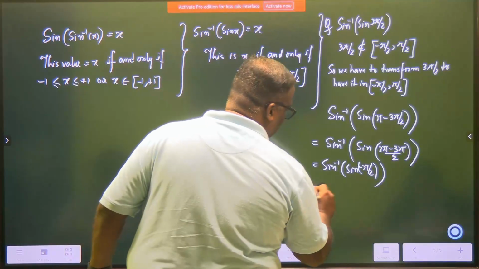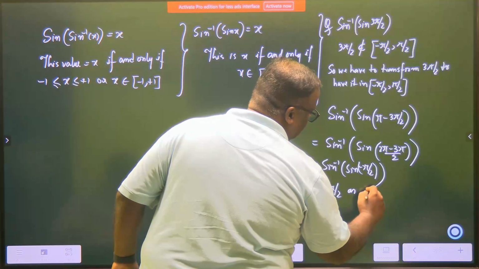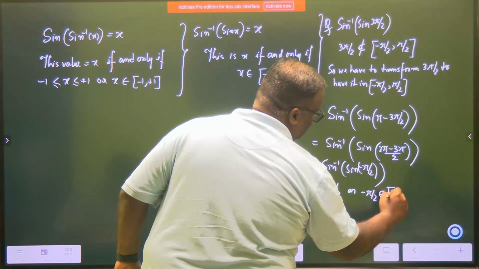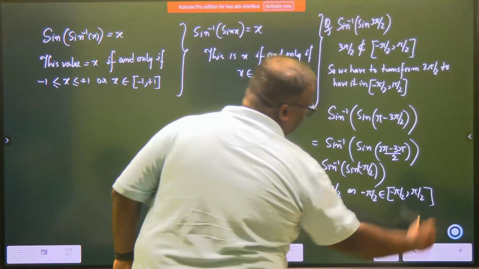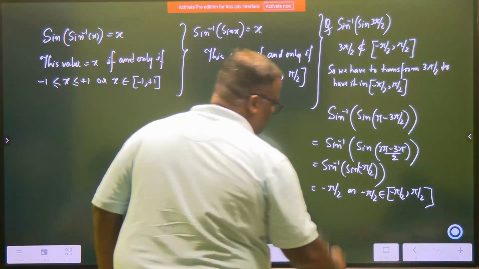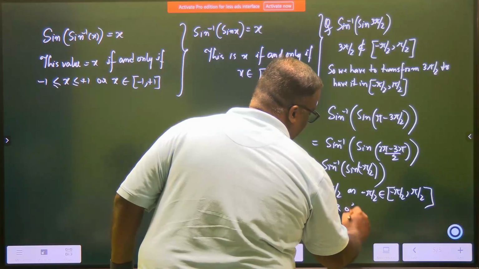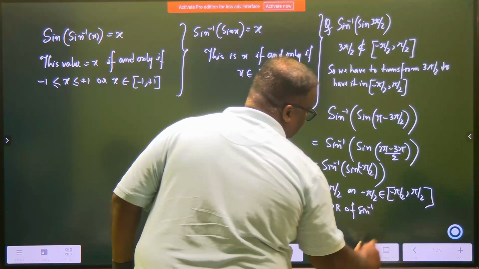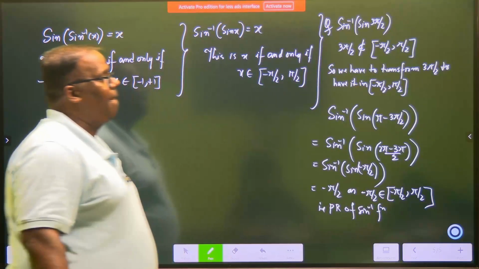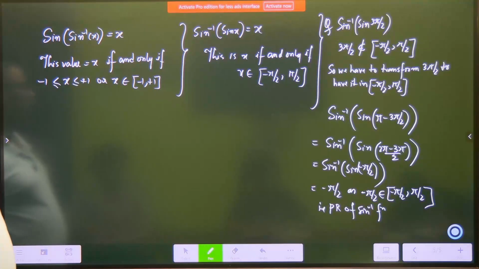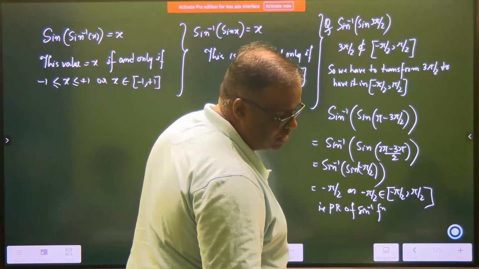Now I have the authority to write it as negative pi by 2, as negative pi by 2 belongs to negative pi by 2 to pi by 2, which is the principal range of the sine inverse function. So all the job is about transformation, transformation, transformation.